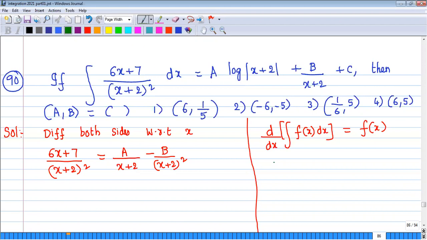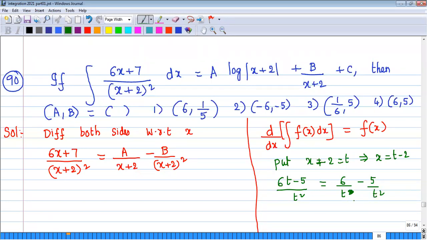In a very simple manner, partial fractions. Put x plus 2 is equal to t. x is equal to t minus 2. Now this becomes 6t minus 12 plus 7. This can be written as (6t minus 5) upon t square. 6t by t square is 6 upon t, minus 5 upon t square. T stands for x plus 2.